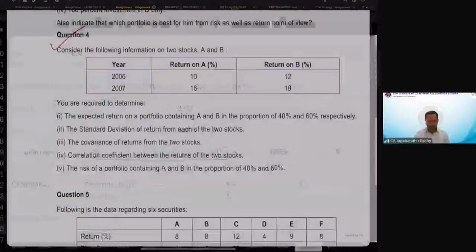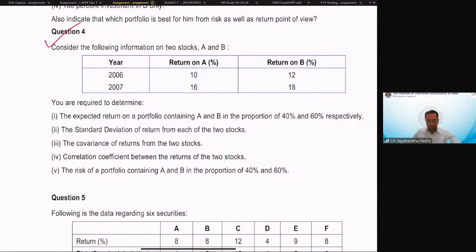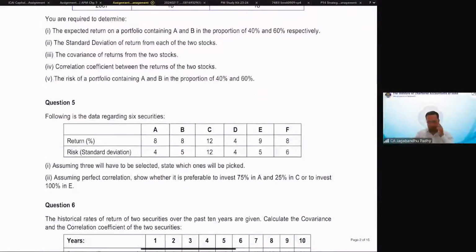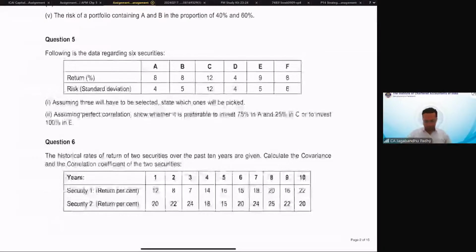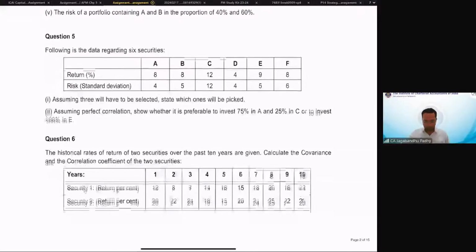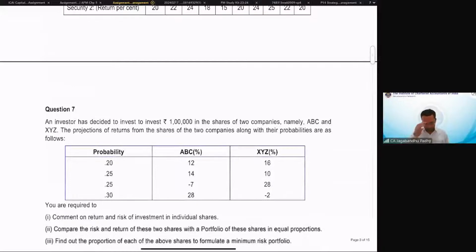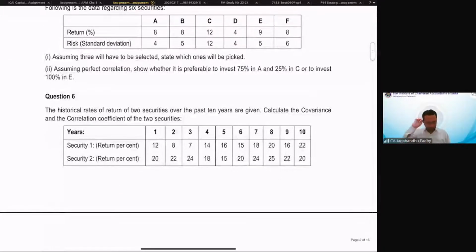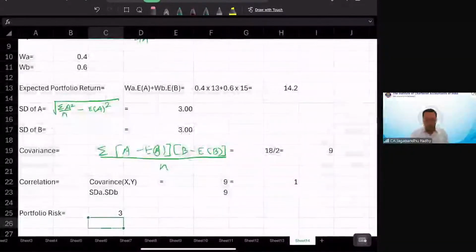Yes, so that completes our question number 4, guys. That completes question number 4. Are we good, everyone? Question 4 easy.